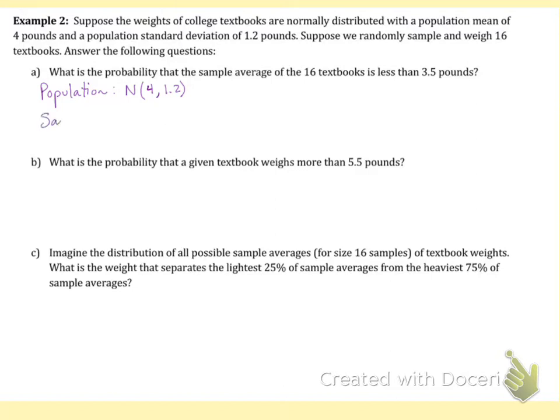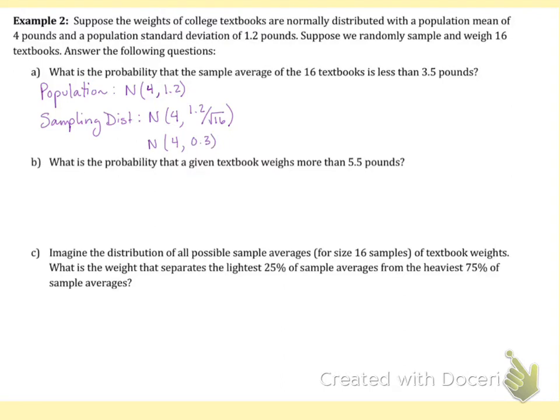So the sampling distribution will also be normal, and it will also have a mean of 4, because remember that the sampling distribution has the same mean as the population distribution. And so it's the standard deviation that changes, and the sampling distribution standard deviation will be the standard deviation of the population divided by the square root of the sample size. And when you put this in your calculator, you'll get 0.3.